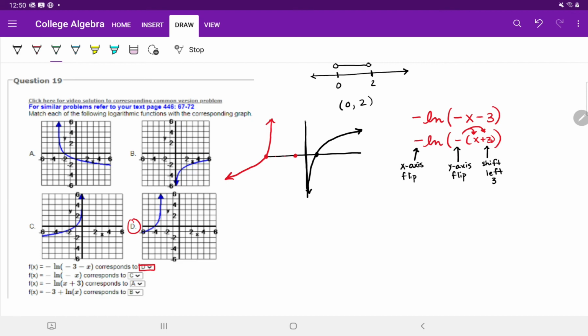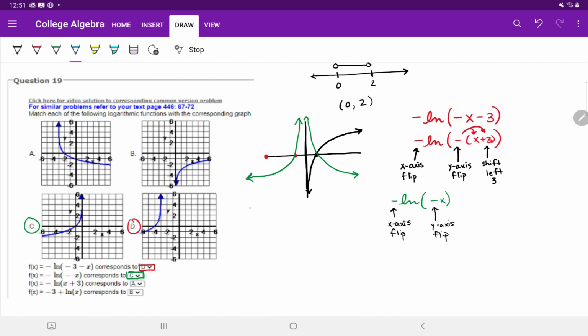The next one we want to identify is negative natural log of negative x. This first negative out front represents an x-axis flip, and the negative on the inside represents a y-axis flip. And we actually had just drawn this, but I erased it. That would be our x-axis flip, and then our y-axis flip would put it like right here. So we're looking for a graph that shows this pattern, and I see it right here. So that's C.